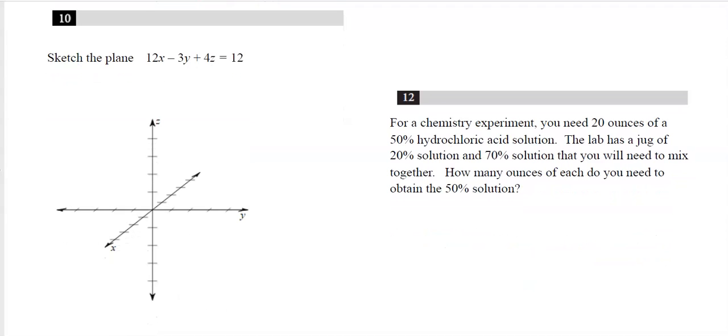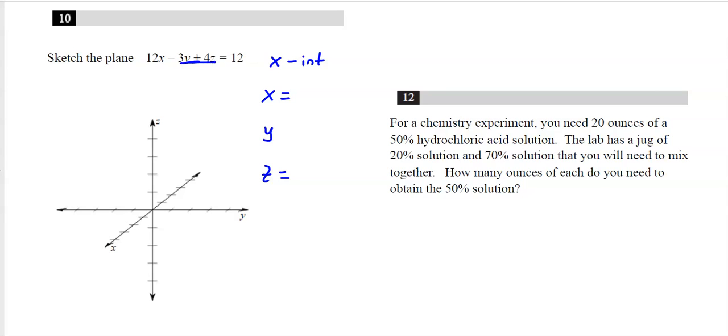Next problem, number 10. So this one, I'm going to graph a 3D plane here. And before I do that, what I want to do is get the intercepts. So x-intercept, y-intercept, and z-intercept. And how you get those is you put zeros in for the other letters.